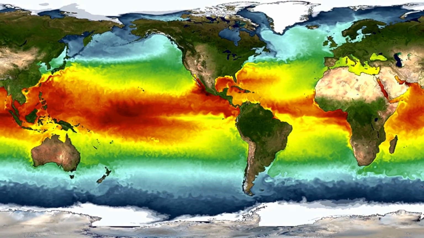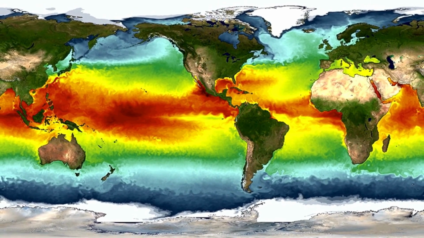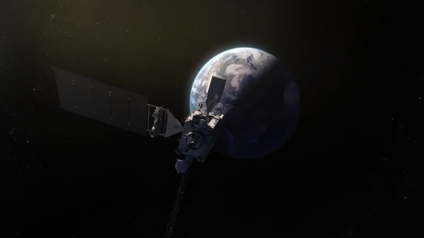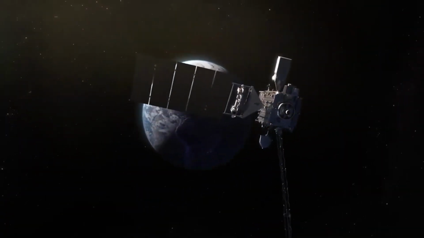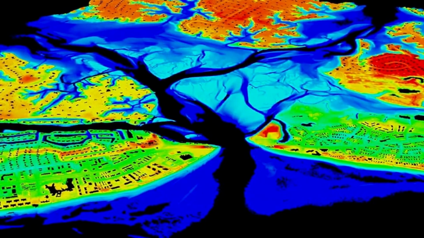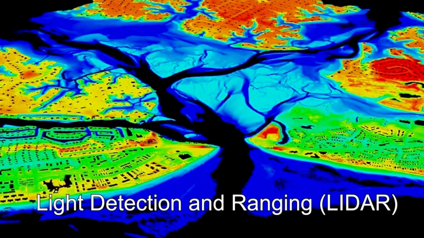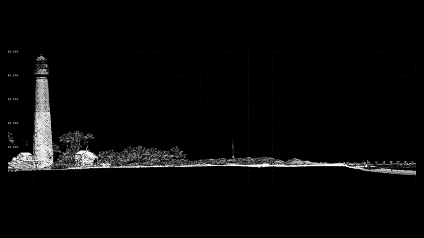NOAA scientists keep tabs on the sea surface temperature around the globe with a sensor on a satellite that measures infrared radiation emitted from the ocean surface. Active sensors produce their own energy. An example is a light detection and ranging, or LiDAR, system, which produces a beam of light and measures the time it takes to go to an object and back to determine the distance.